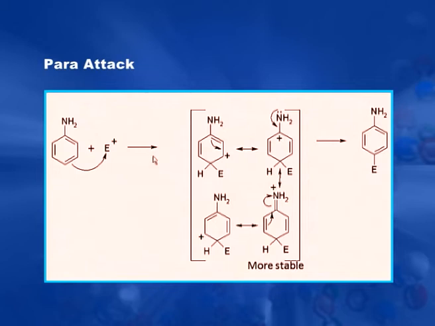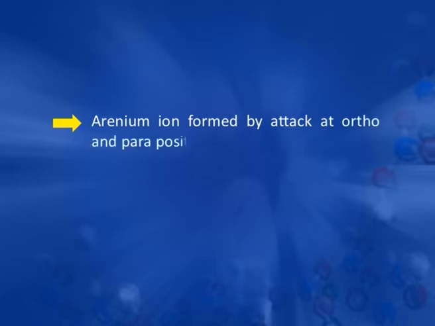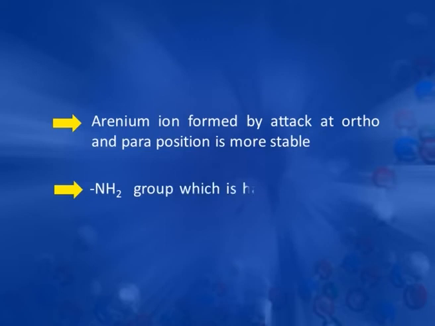If we see the para attack of an electrophile, here again we see this extra stable structure, which is also present like in ortho attack, and which is again more stable for the same reason, because the octet of each atom is complete here. Thus, the arenium ion formed by attack at ortho and para position is more stable. So, the amino group is having plus R effect, thus it is an ortho and para director.